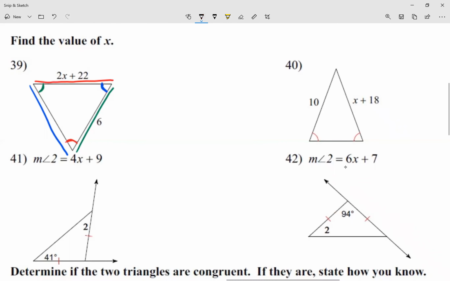So for me to solve for x, I'm just going to say 2x plus 22 is equal to 6. Right? All three sides are equal, so just choose two of them and they're equal to each other. All right, so the rest is just algebra.